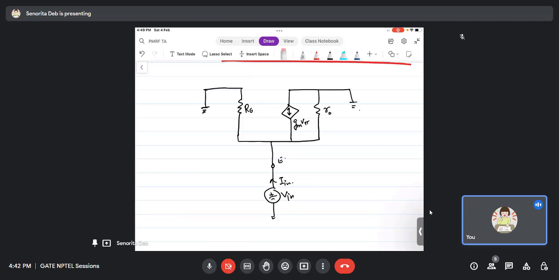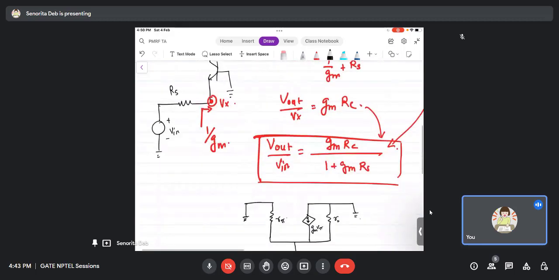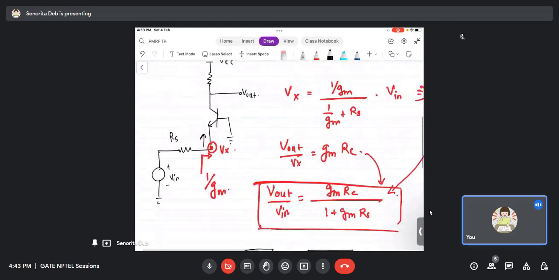Now you see that when I talk about input impedance, I talk about the impedance looking into the terminal. I have not considered any RE here for now, because even if some resistance is present, what I am saying is I am seeing the Rin from here. So this is Rin.